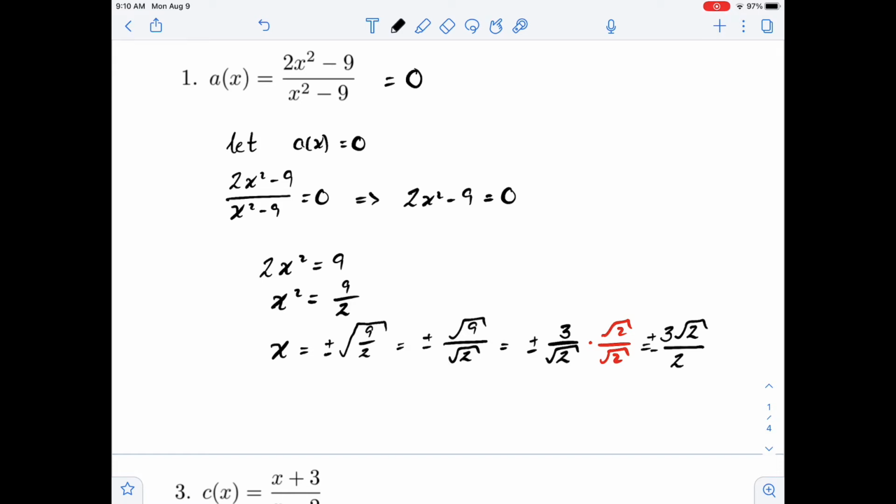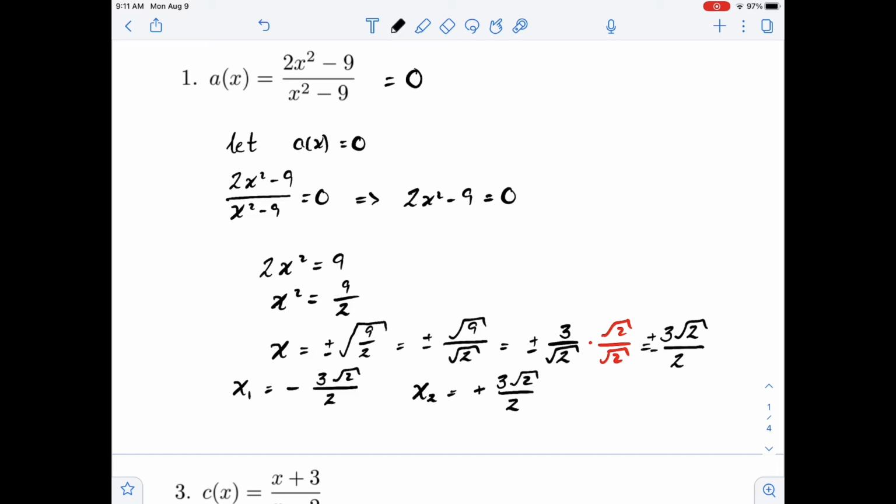And so for your x-intercepts, you have 2 of them. x1 is negative 3 root 2 all over 2, and x2 is positive 3 root 2 over 2. Those are your two x-intercepts for this given function. All right, so that's finding the x-intercepts.